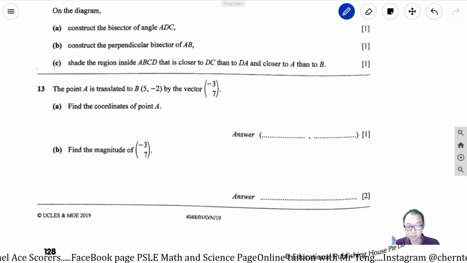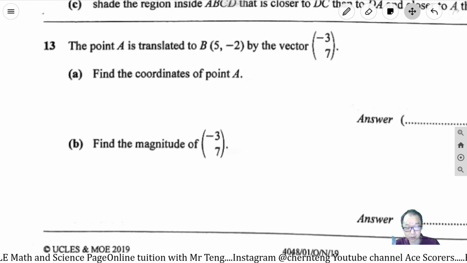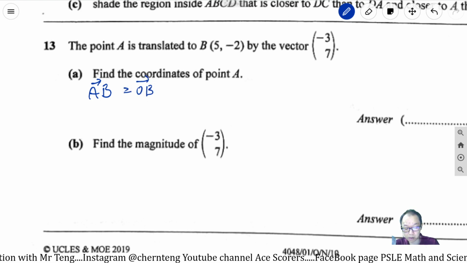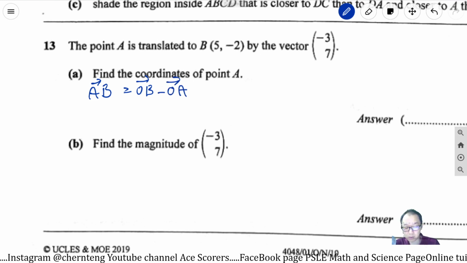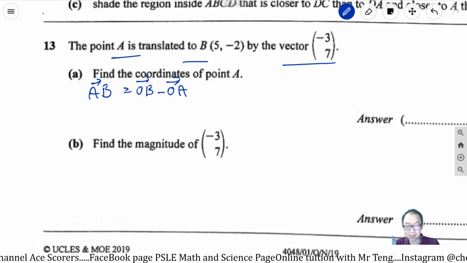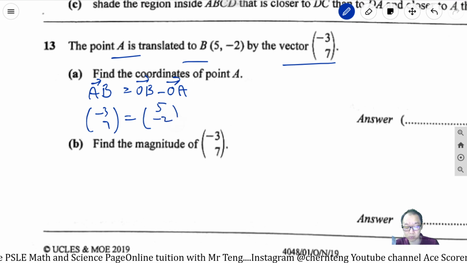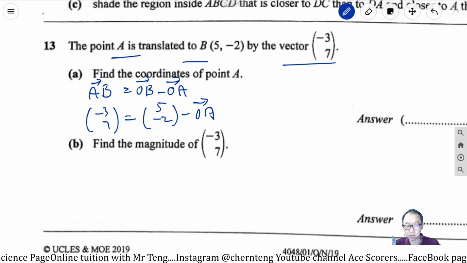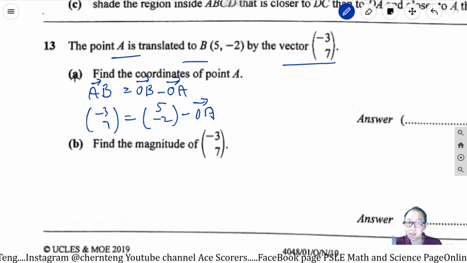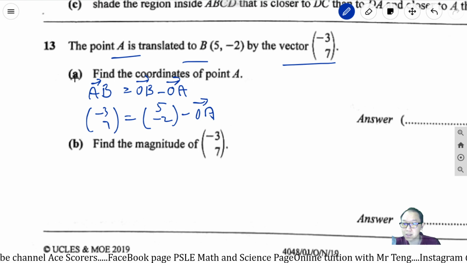You need to know this concept of AB equals OB take away OA. Alright, so A translated to B means move from A to B. The vector (-3, 7) is AB. So this is (-3, 7) equals OB, which is (5, -2), take away OA. So now I want to find OA. How to find OA? Oh, we have one person watching right now. Let's see if he or she can reply. Hello, fellow one person watching me doing O Level Emath. Do you know how to find OA?